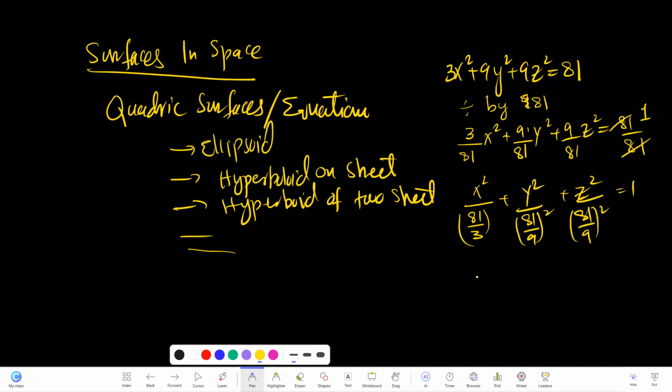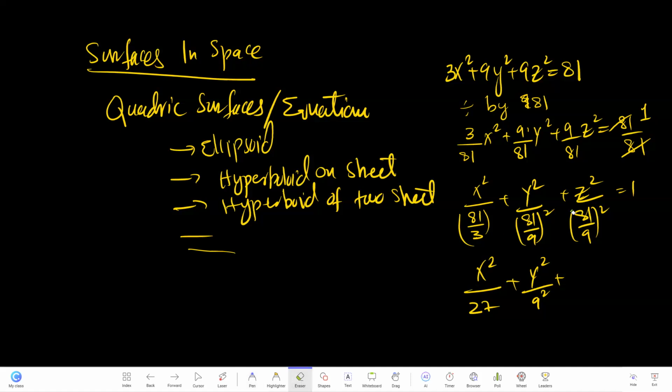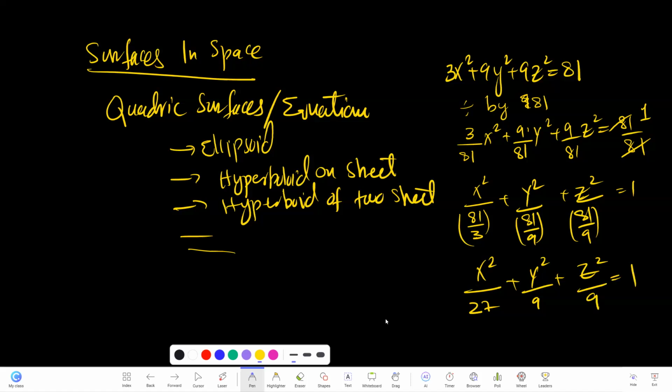I can further simplify this one. It's going to be 27. So it's going to be this plus y squared over 9, plus, oh, this one is not squared, and it's going to be z squared over 9 equals 1.